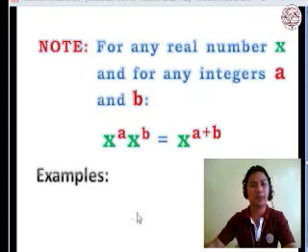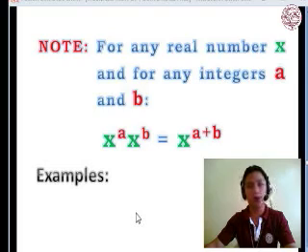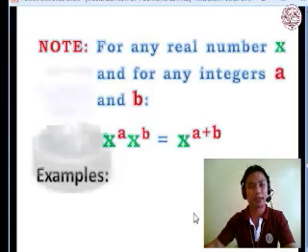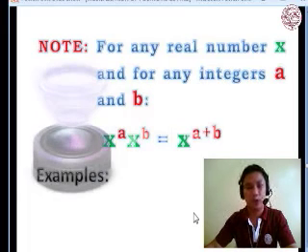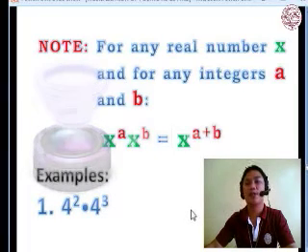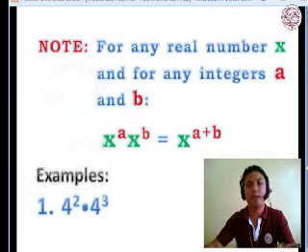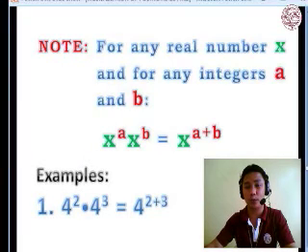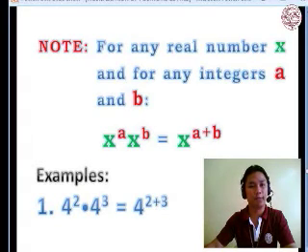Here are some examples for us to know more and understand the multiplication of polynomials. Number 1, 4 squared multiplied with 4 cubed. I know that some of you will get it right, because it's just easy. So here you go. Copy the base. The base is 4, and add the exponents, which gives you 2 plus 3. So the final answer is 4 raised to 5.